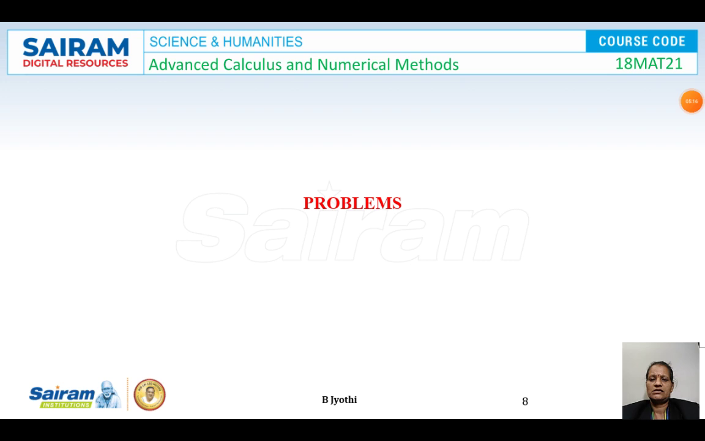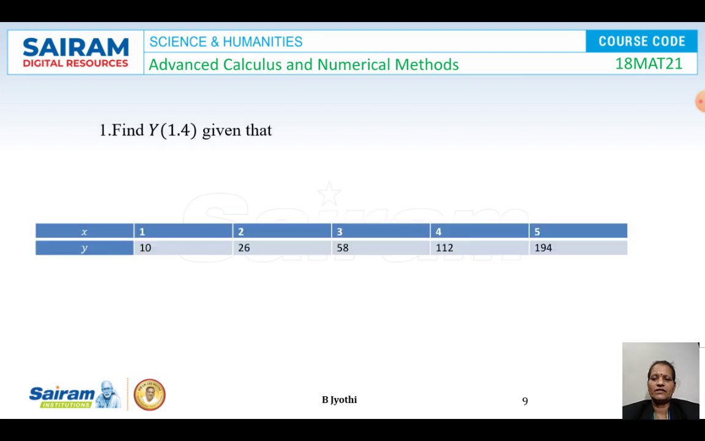Next, we will see the problems based on both forward interpolation as well as backward interpolation. Find y of 1.4 given that x takes the values 1, 2, 3, 4, 5 and y takes the values 10, 26, 58, 112, 194.